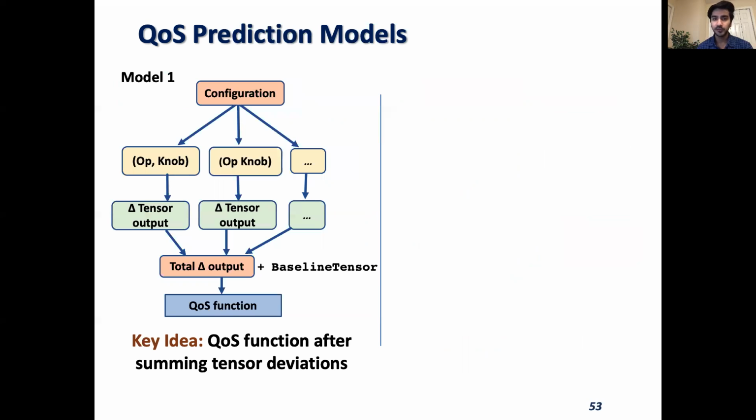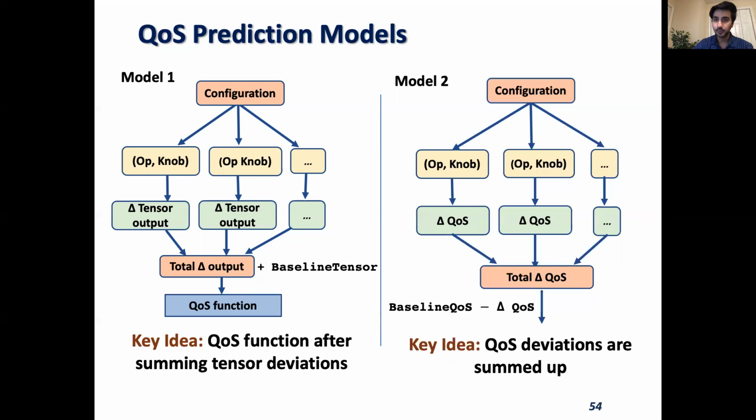These two different QoS profiles are then used with two different QoS models that predict the end-to-end QoS of a candidate configuration. Model 1 considers the delta tensor profile for each operation and knob pair in the configuration and sums up the tensor deviations. The QoS function is then applied after summing the tensor deviations into the baseline tensor output. Model 2 considers the delta QoS profile for each operation and knob pair in the configuration, sums up the end-to-end QoS losses for each, and subtracts this total loss from the baseline QoS.